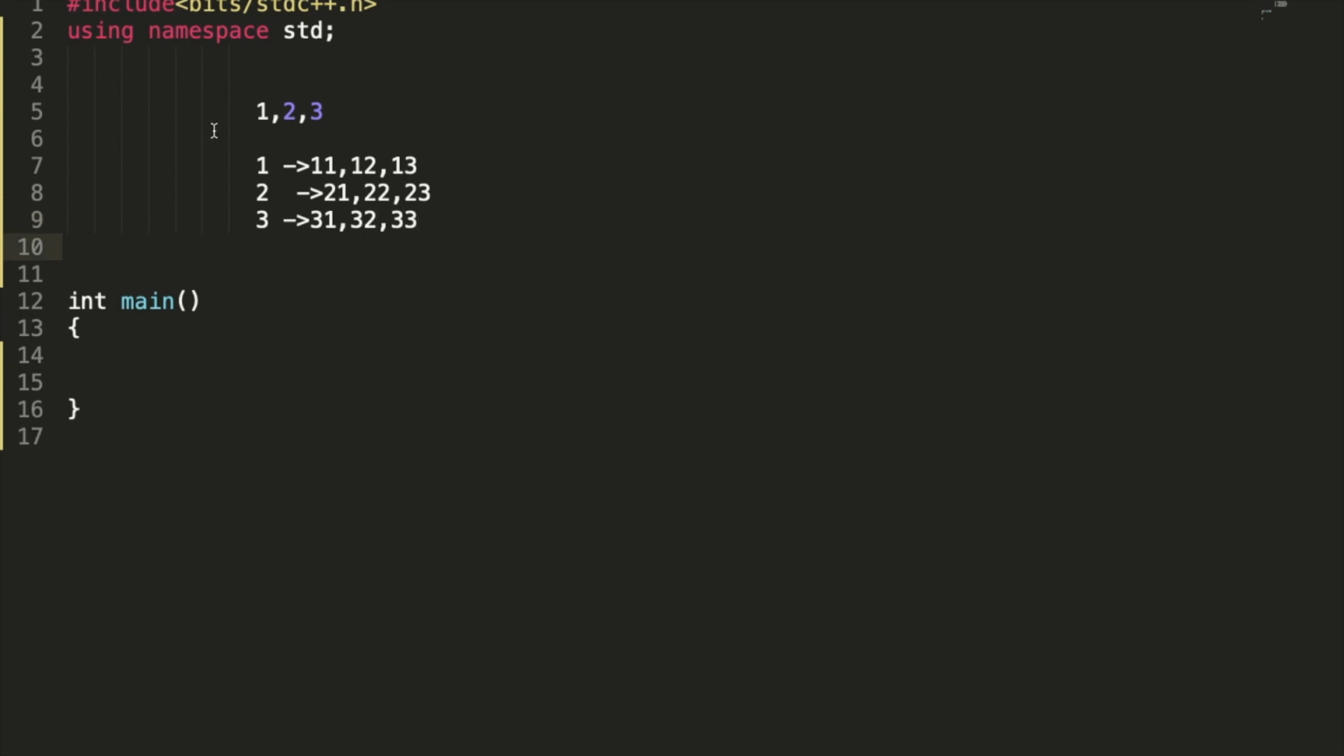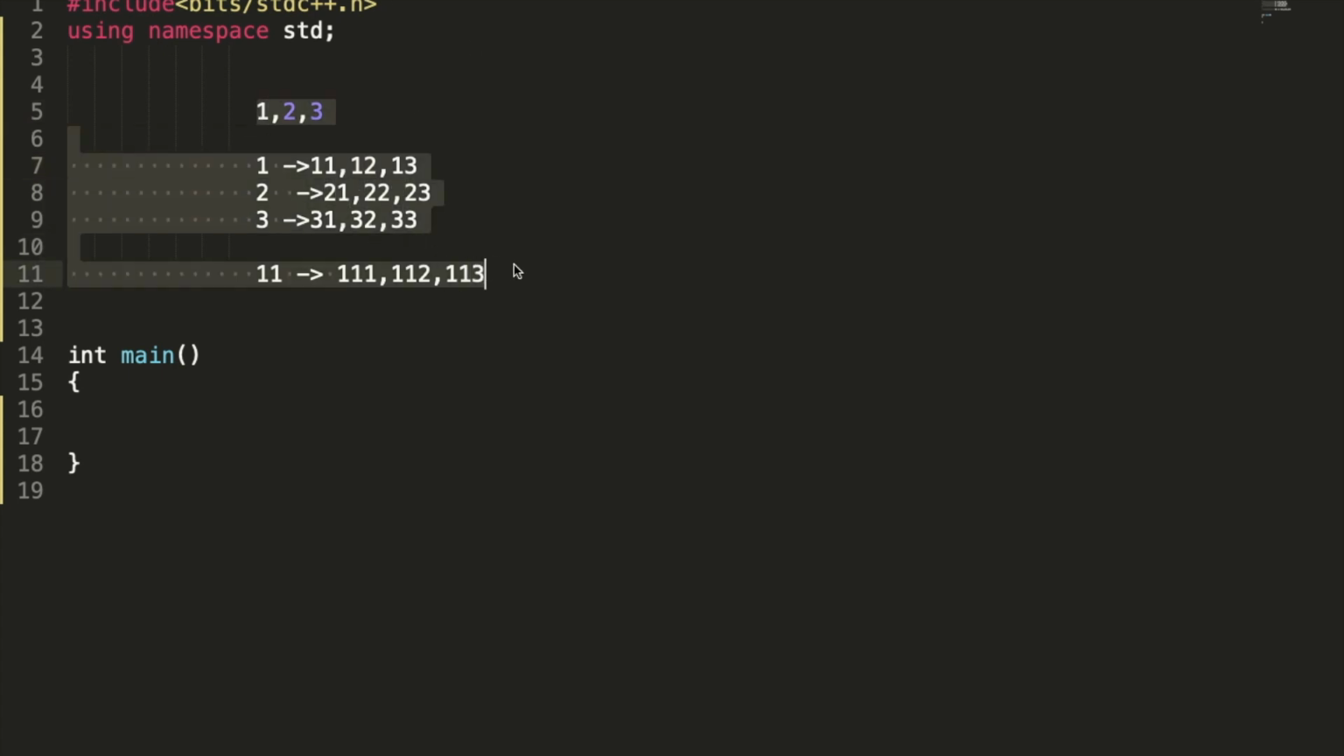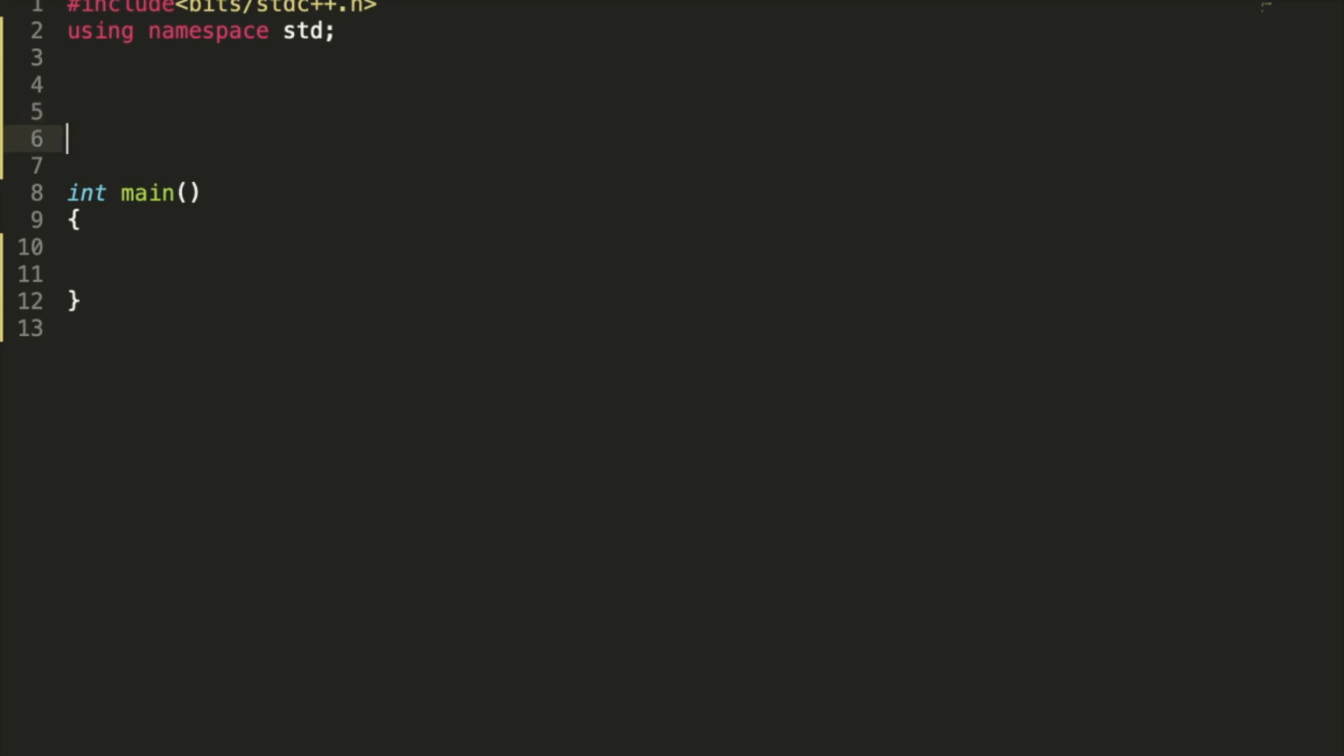Okay, now what will be the next number? You can see the next number will be formed with the help of 11. So with the help of 11, we have 111, 112 and 113. Okay, now next number will be 12. Next number will be 13. With the help of 13, we are going to produce the next three numbers. Then 21, next three numbers. Okay, so this is how we are going to do. So now you might have noticed that we can do this with the help of a queue easily.